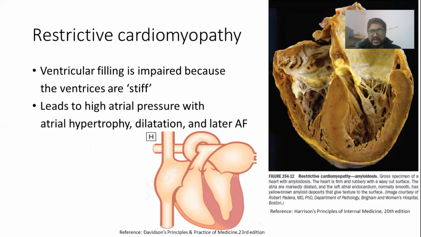This restrictive cardiomyopathy can be familial, and it is usually associated with other restrictive diseases like hemochromatosis, sarcoidosis, amyloidosis. In this condition, when the ventricles are stiff, this leads to very high atrial pressure with atrial hypertrophy and dilatation, and when the atria start to dilate, there can be atrial fibrillation. You can also see in this picture dilated atria. So this is a typical picture of restrictive cardiomyopathy.